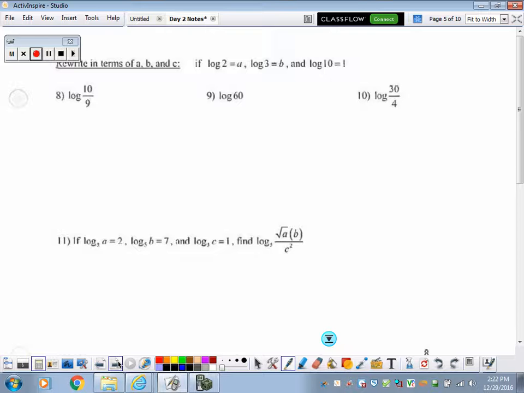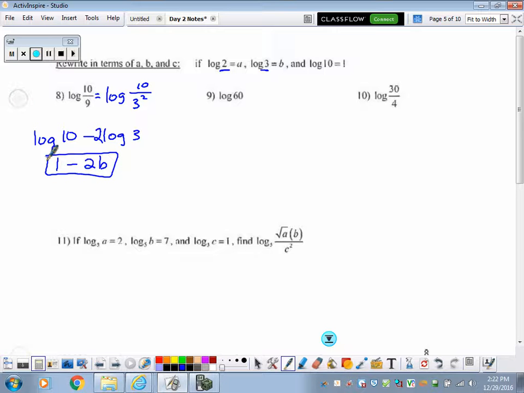So again, we're using prime factorization just like we did in the previous unit. Log of 10 divided by 9, using the numbers 2 and 3. 10 will stay 10, but 9 can be rewritten as 3 squared. And then using our properties, we can expand: log 10 minus log 3. And because it's 3 squared, I can put a 2 out in front, 2 log 3. Substitution: log 10 can be replaced with 1, and log 3 will be replaced with B, so it's 1 minus 2B.